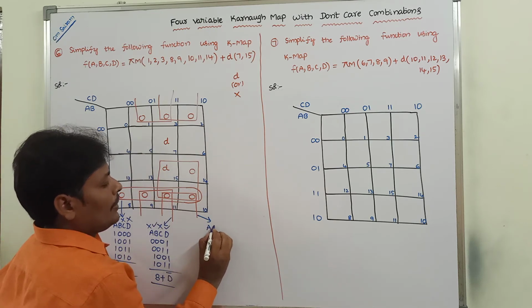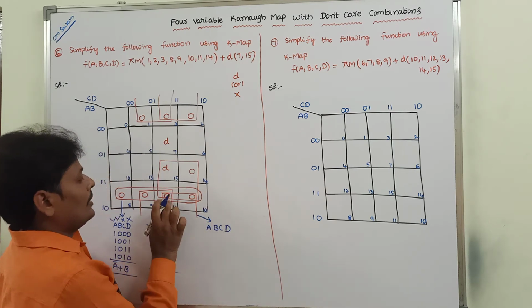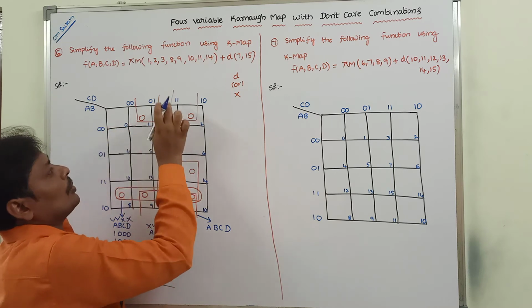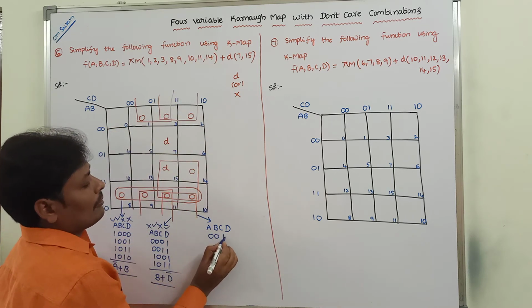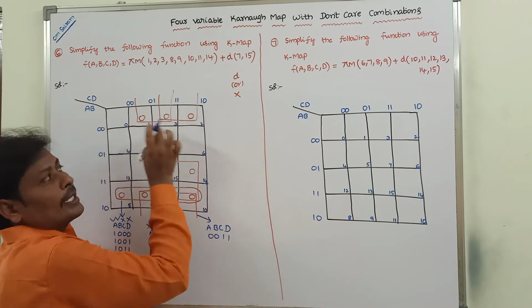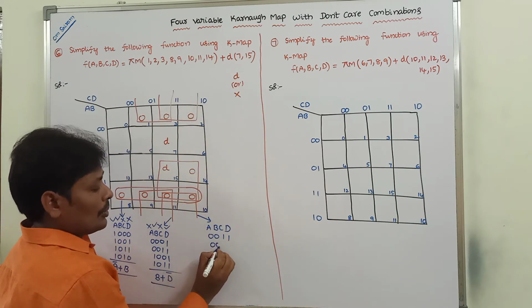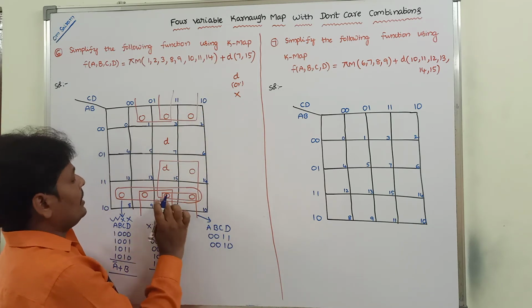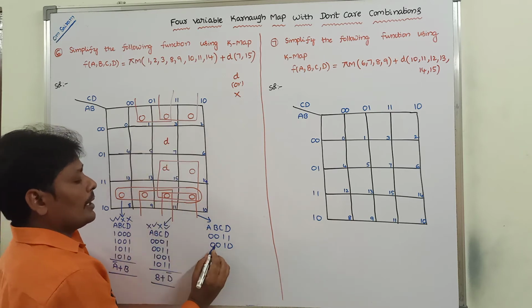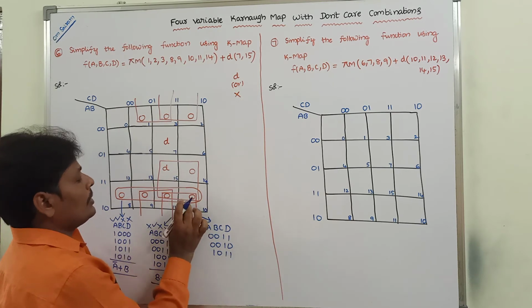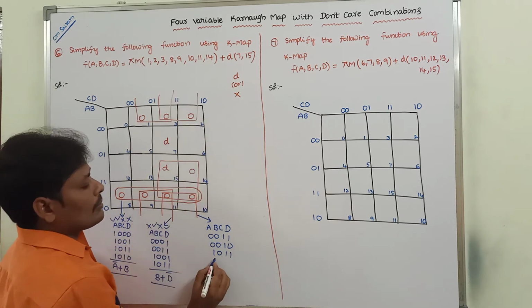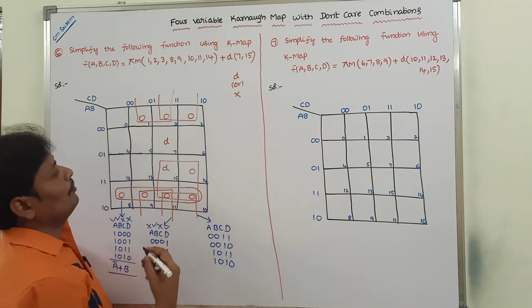So A, B, C, D. For this 0, row wise 0, 0, column wise 1, 1: 0, 0, 1, 1. For this 0, row wise 0, 0, column wise 1, 0: 0, 0, 1, 0. For this 0, row wise 1, 0, column wise 1, 1. For this 0, row wise 1, 0, column wise 1, 0: 1, 0, 1, 0. Okay.